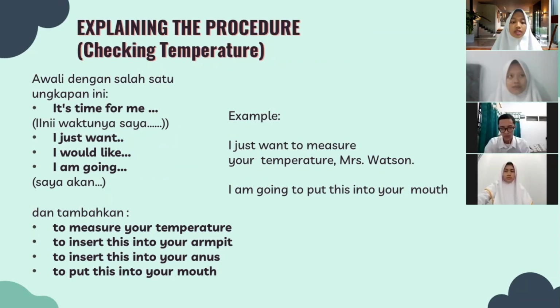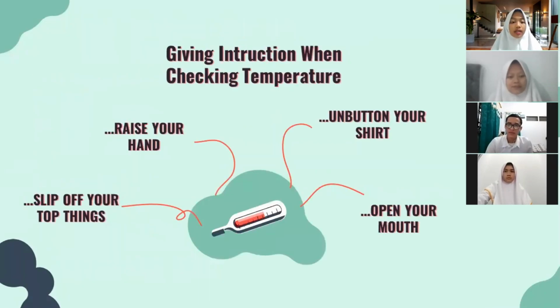To describe intervention you will take. Example, I just want to measure your temperature, Mr. Watson, or I'm going to put this thermometer into your mouth or axilla. And you can give instruction when you check the temperature as follows. Slip off all your top things, unbutton your shirt, raise your arm, and open your mouth. Example, can you open your mouth, or please raise your arm, and so on.